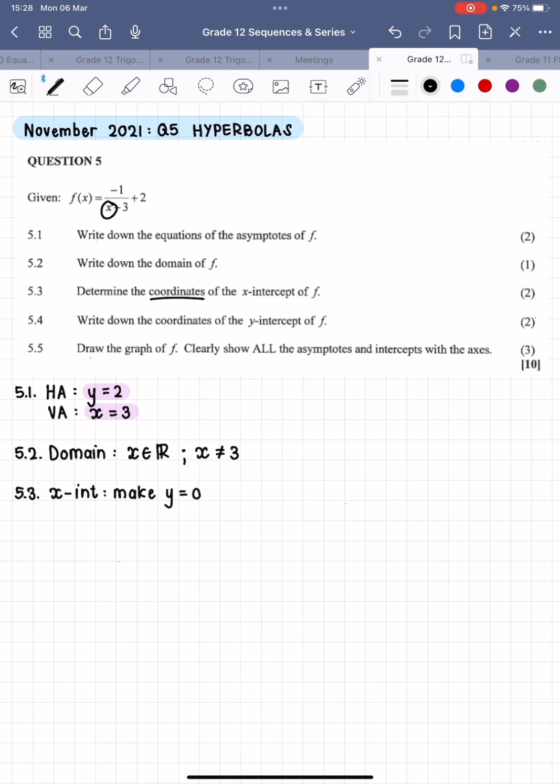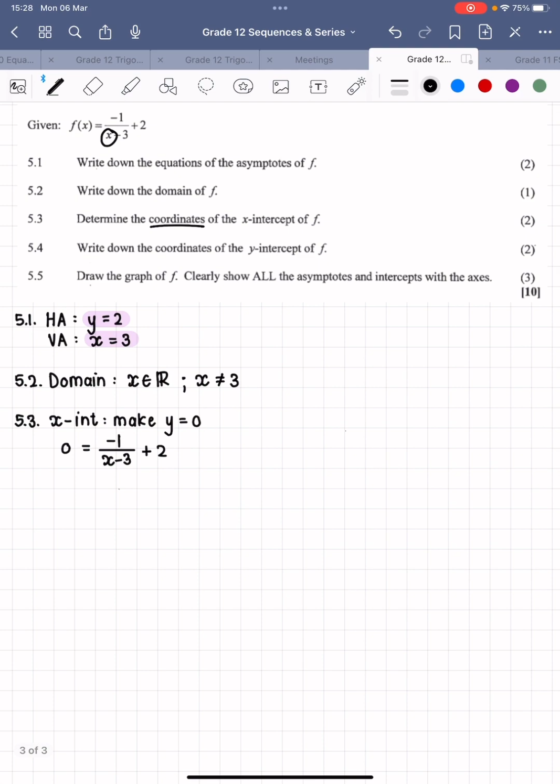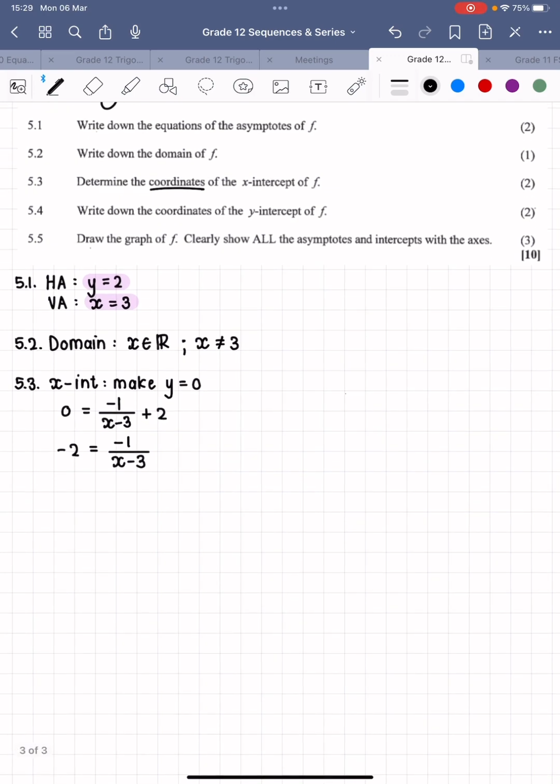So in our equation, it's y equal to -1 over x minus 3 plus 2. I've now made y equal to 0, and now I'm going to solve for x. Now there are different ways in which you could do this. You could multiply each term by x minus 3 straight away, but I actually prefer just taking that plus 2 across, and the opposite of adding 2 is subtracting 2. So I have a 0 minus 2, and then I'm left with that fraction. Now I'm going to multiply both sides by x minus 3 to get rid of that denominator. So I have my -2 times x minus 3 equal to -1.